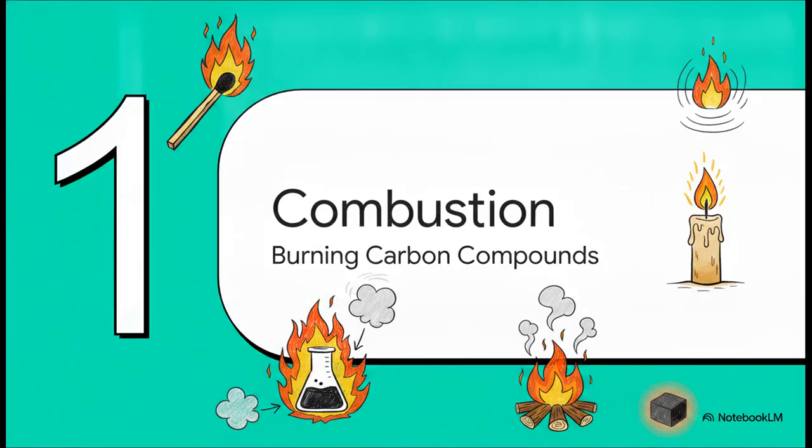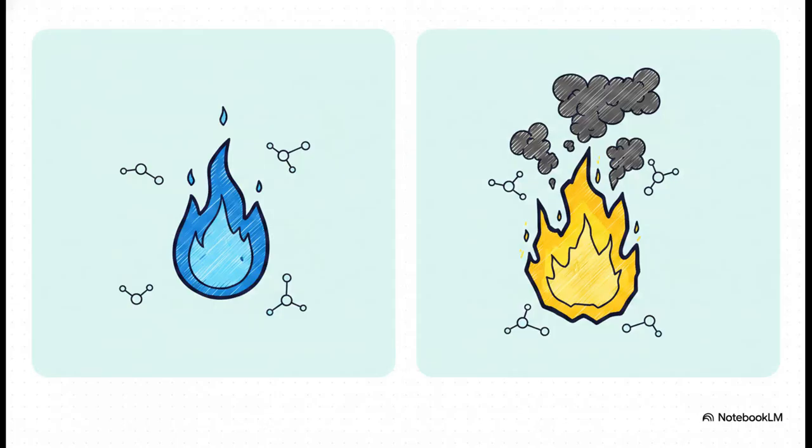Right, let's jump right into part one, combustion. So what exactly happens when carbon compounds burn? Well, that's what we scientifically call combustion. Now take a look at the clear difference here. Saturated carbon compounds generally burn with a really clean, bright blue flame. And why is that? It's because they've got this perfectly balanced proportion of carbon and hydrogen.